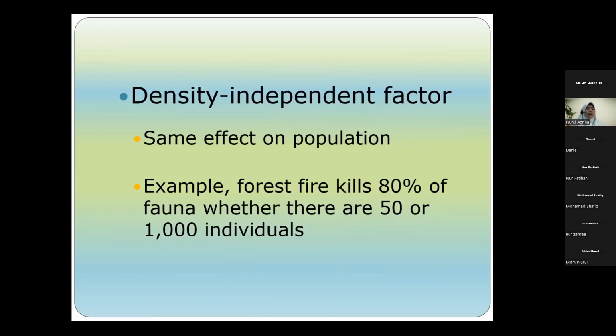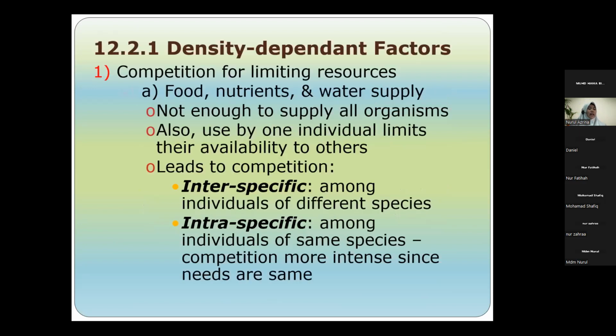Okay. As for density independent factors, so density independent factor does not depend on the population size, okay, or density. It will give the same effect on population. For example, forest fire. Forest fire will kill 80% of fauna, whether the forest having 50 or even 1,000 individuals. So effect dia tetap sama. Okay, right. Now let's see the density dependent factors. So there are 7 density dependent factors. 7. So please remember all the 7 with explanation.